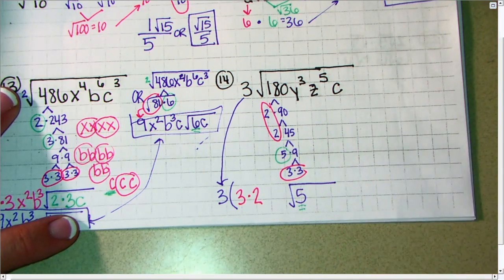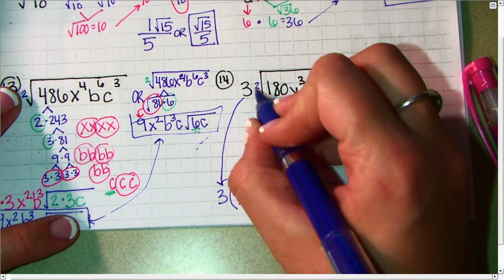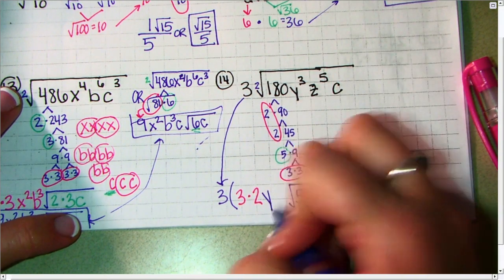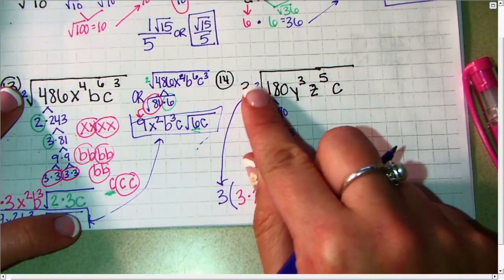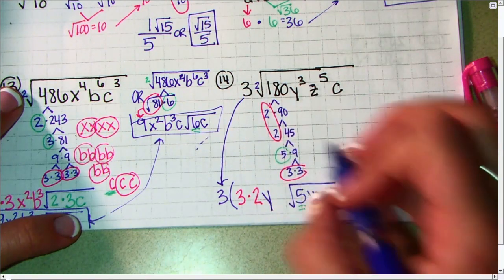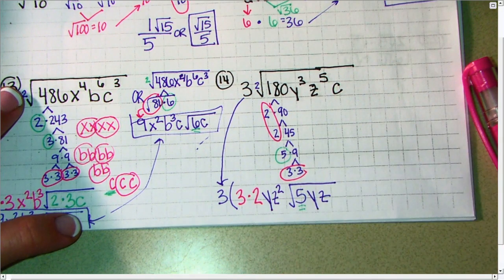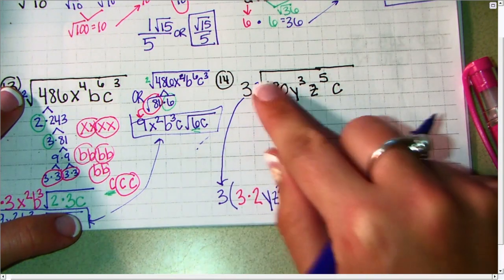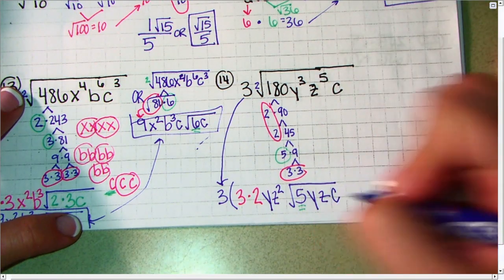how many times does 2 go into 3? 2 goes into 3 one time with a remainder of 1. How many times does 2 go into 5? 2 goes into 5 2 times with a remainder of 1. How many times does 2 go into 1? Well, that's a decimal, so we know that C is in.